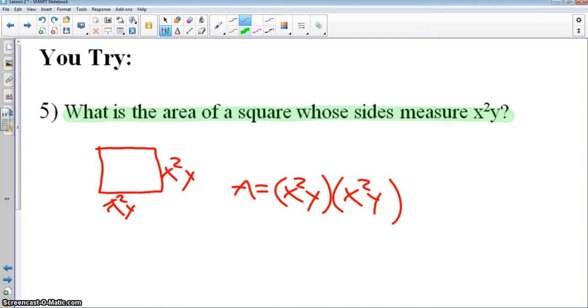Now line up the like bases. We have x squared and x squared, so that's x to the 2 plus 2. These y's do not have exponents, so let's make sure we put them in there. And therefore it'd be y to the 1 plus 1. So our final answer should have been x to the 4th y squared, and then you're done.